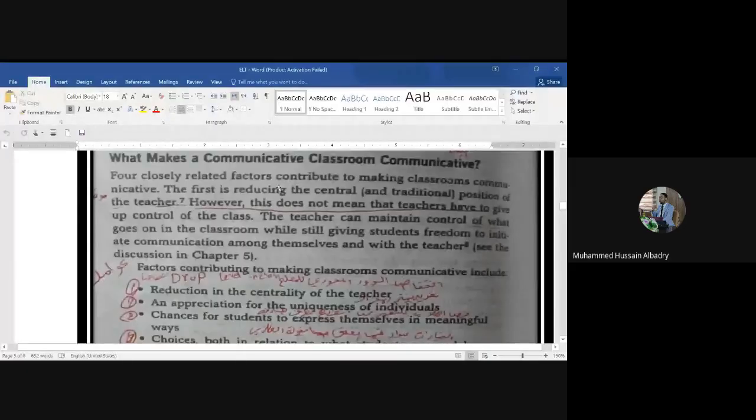Today we have a topic which is what makes a communicative classroom communicative. Okay, I'm trying to share. You can see, right, or not? Yes, now, yes. You see, what makes a communicative classroom communicative?